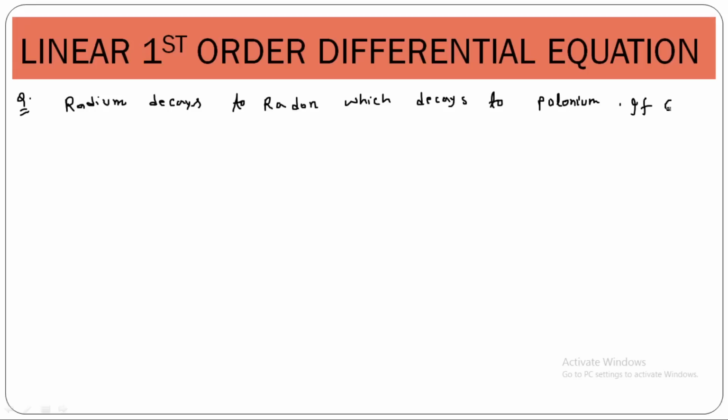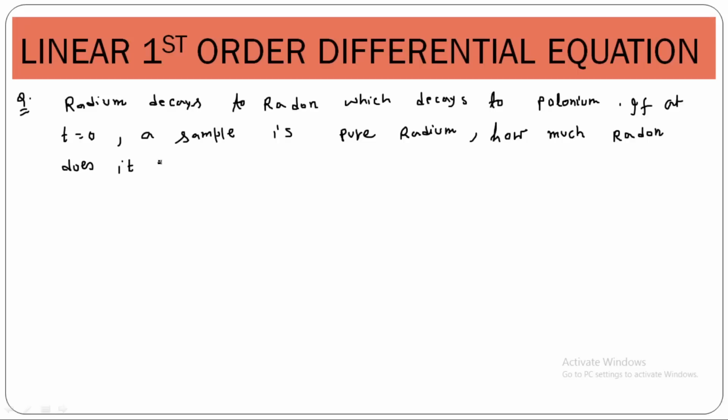If at t is equal to 0 a sample is pure radium, how much radon does it contain at time t? So this is our problem.